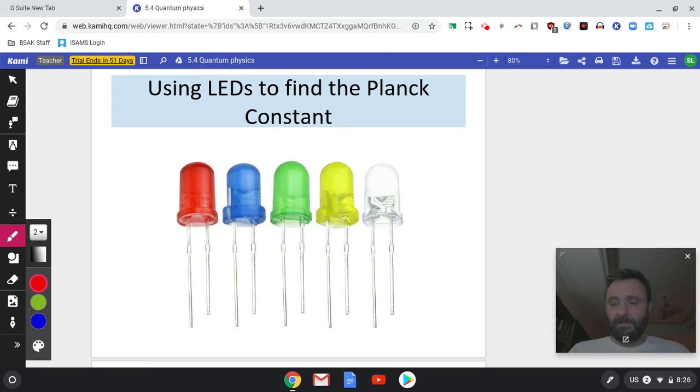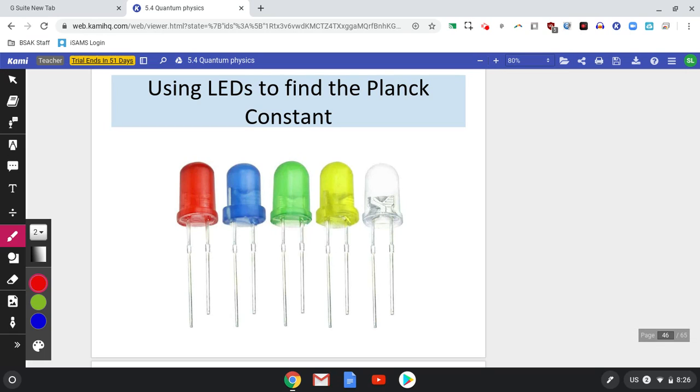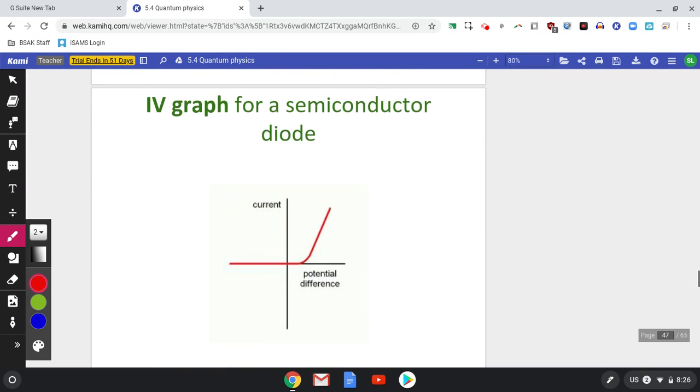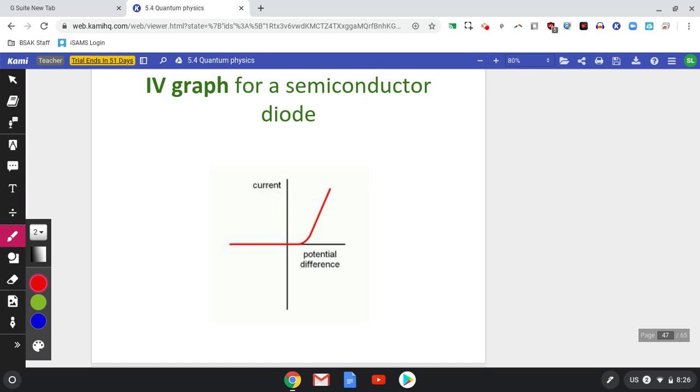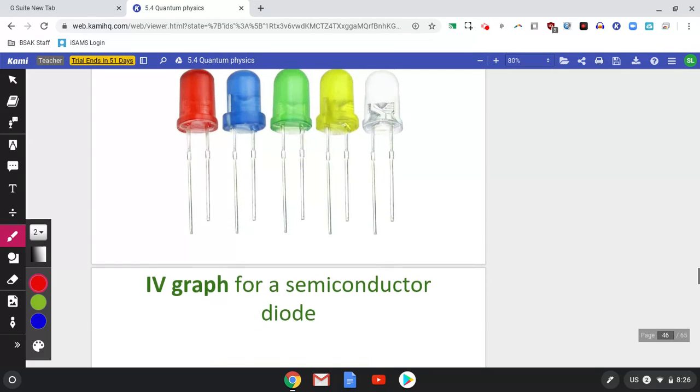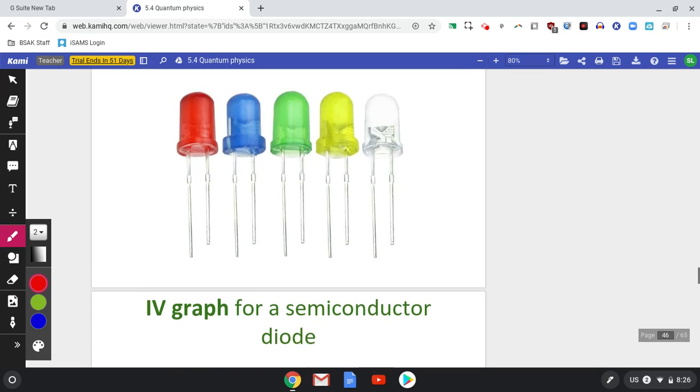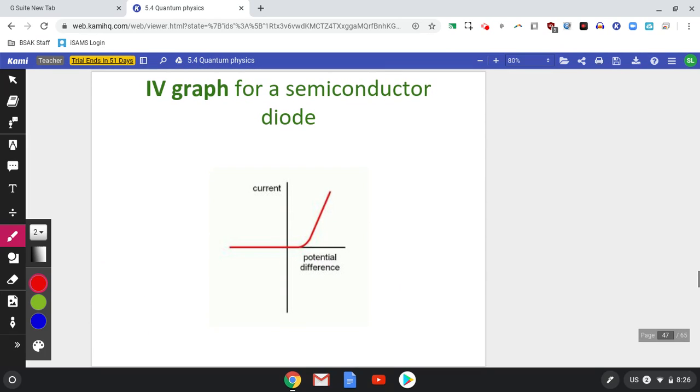Right. So basically, this is another practical to find the Planck constant, but this time I'm going to use different coloured LEDs. It's actually something that you can build at home if you had access to five different coloured LEDs and a voltmeter. It's that simple.